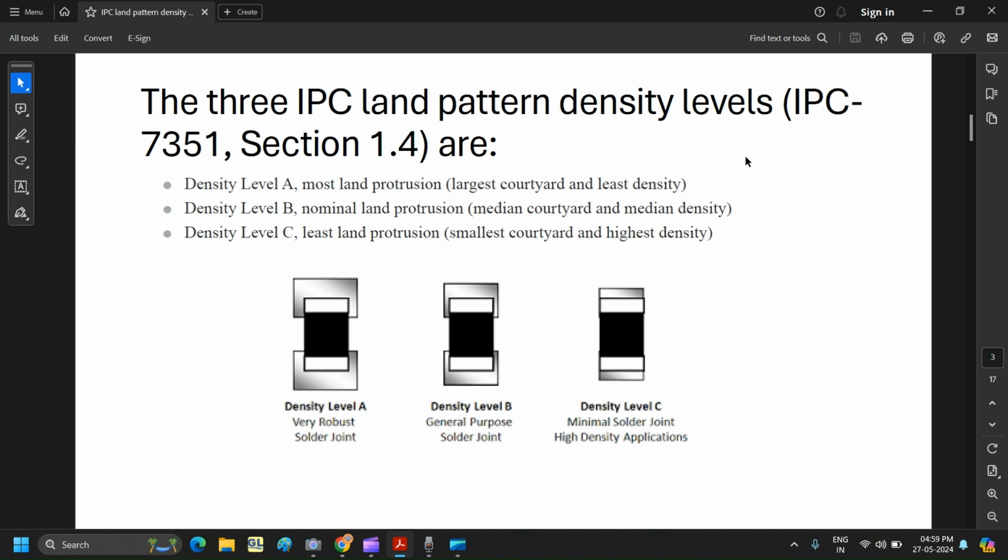So for density level A, largest courtyard and least density, as you can see here. For density level B, median courtyard and median density. And for density level C, smallest courtyard and highest density. Okay.